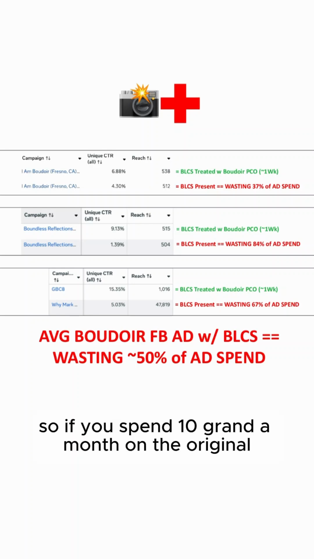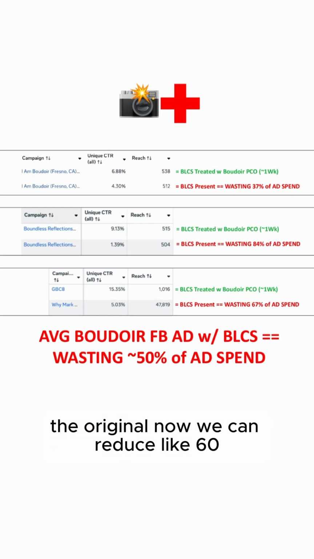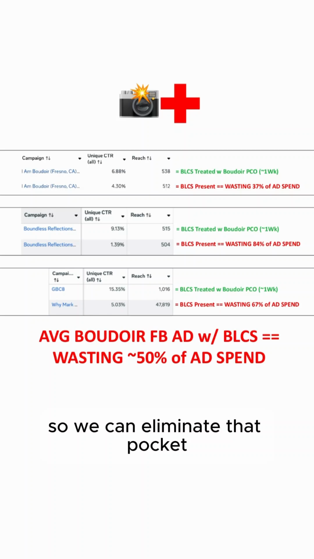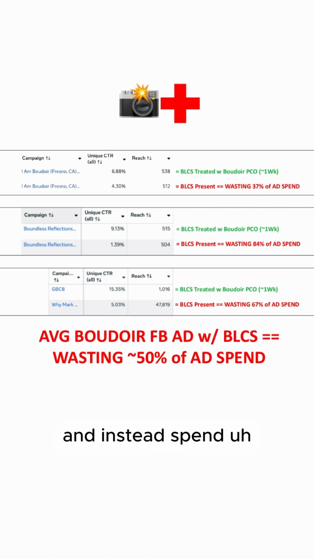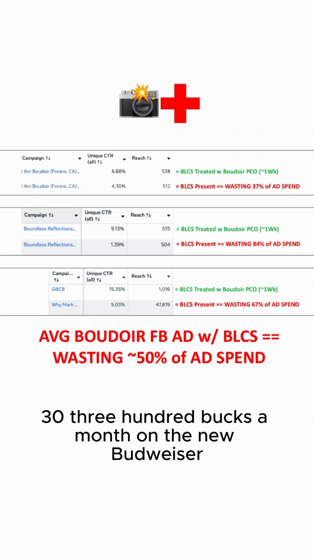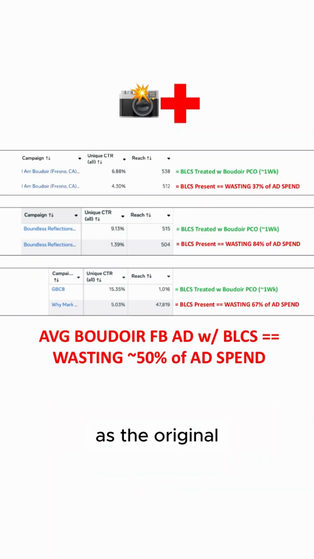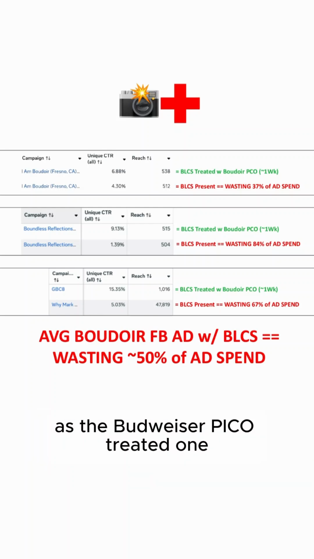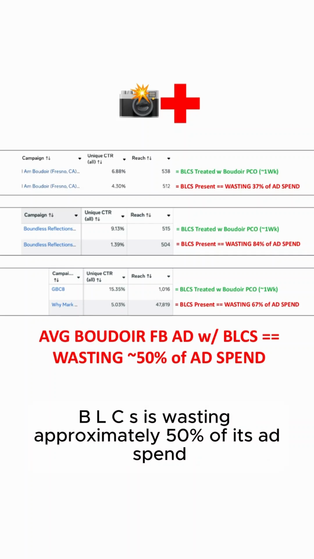So if you spend 10 grand a month on the original Boudoir Facebook ad, we can reduce it. Basically $6,700 a month is being wasted. So we can eliminate that, pocket that, simply not spend it, get a $6,700 a month bonus, and instead spend $3,300 a month on the new Boudoir Pico treated Facebook ad, and get that ad into the same number of women's brains as the original. But the original would need to spend 10 grand a month, literally like 3 times the amount as the Boudoir Pico treated one. So the average Boudoir Facebook ad with BLCS is wasting approximately 50% of its ad spend.